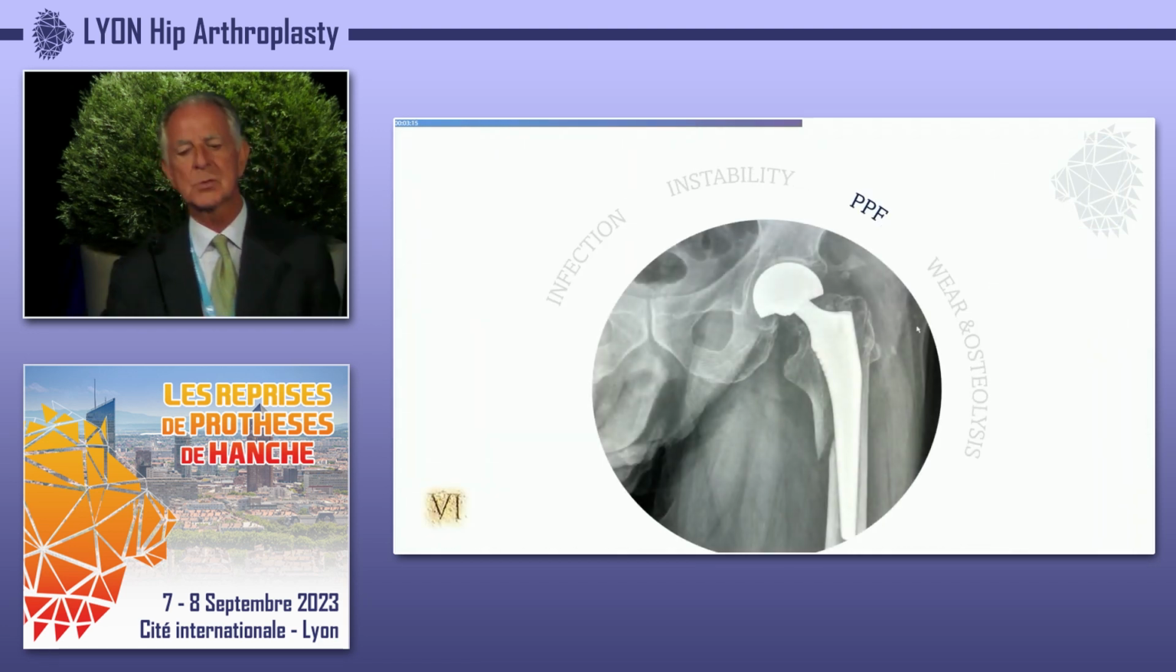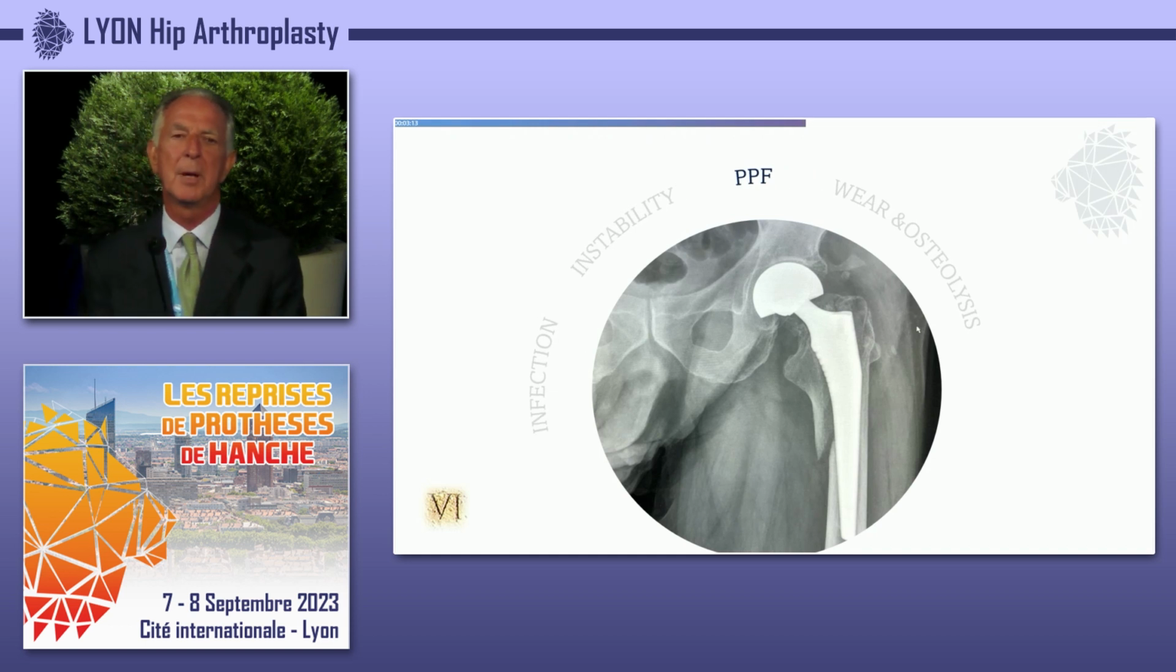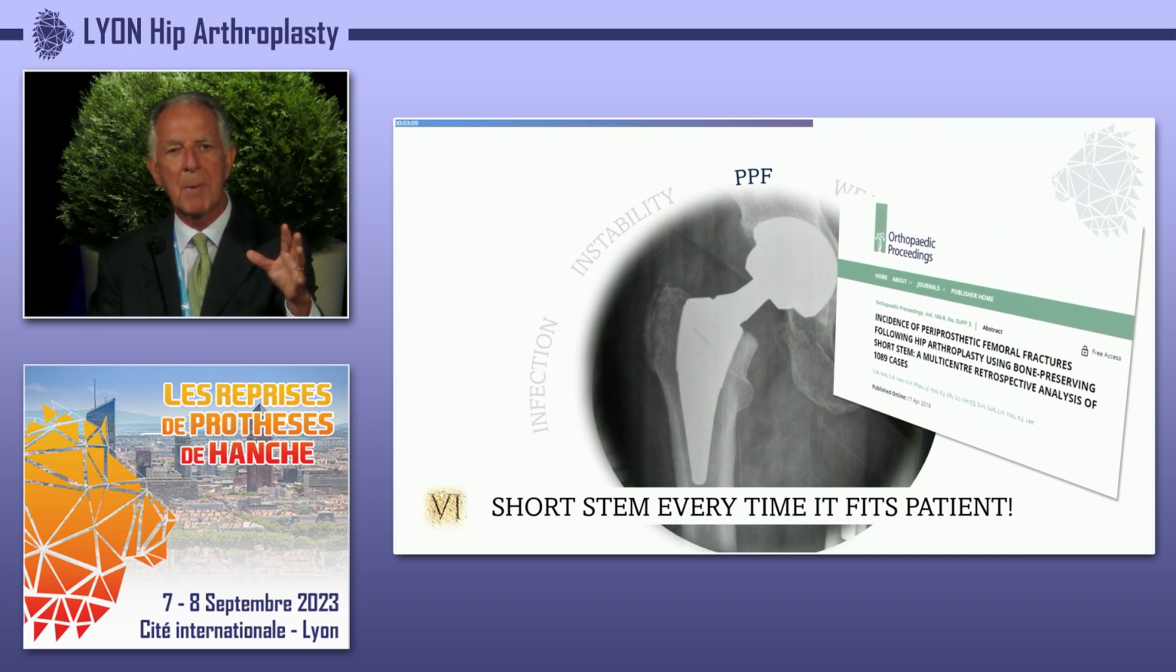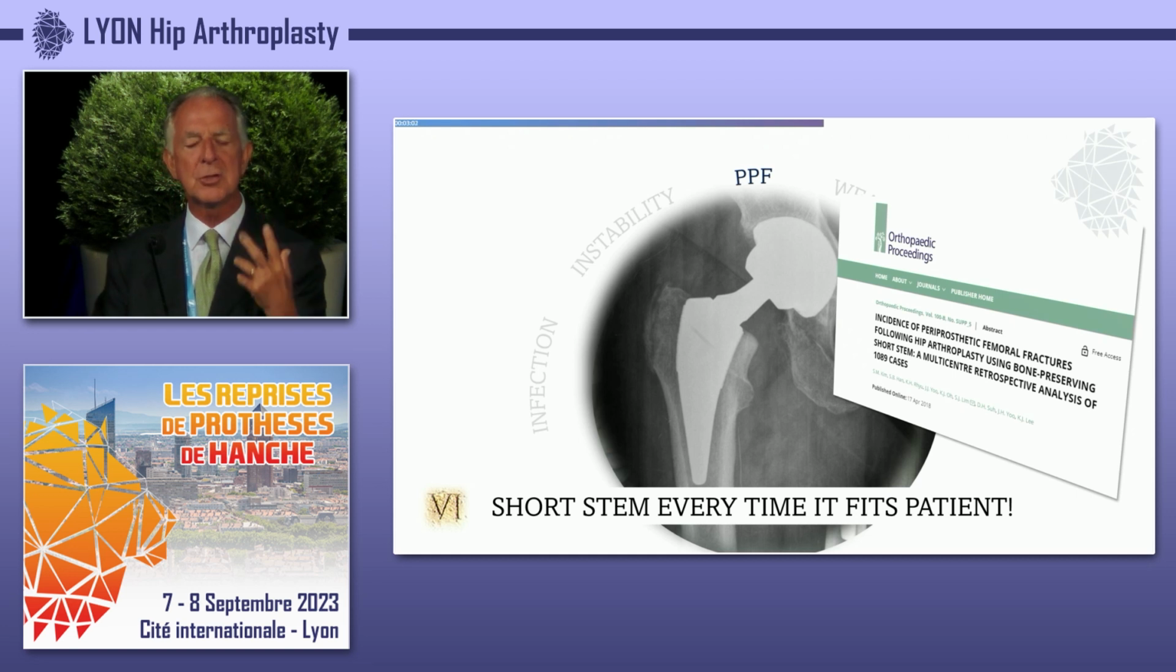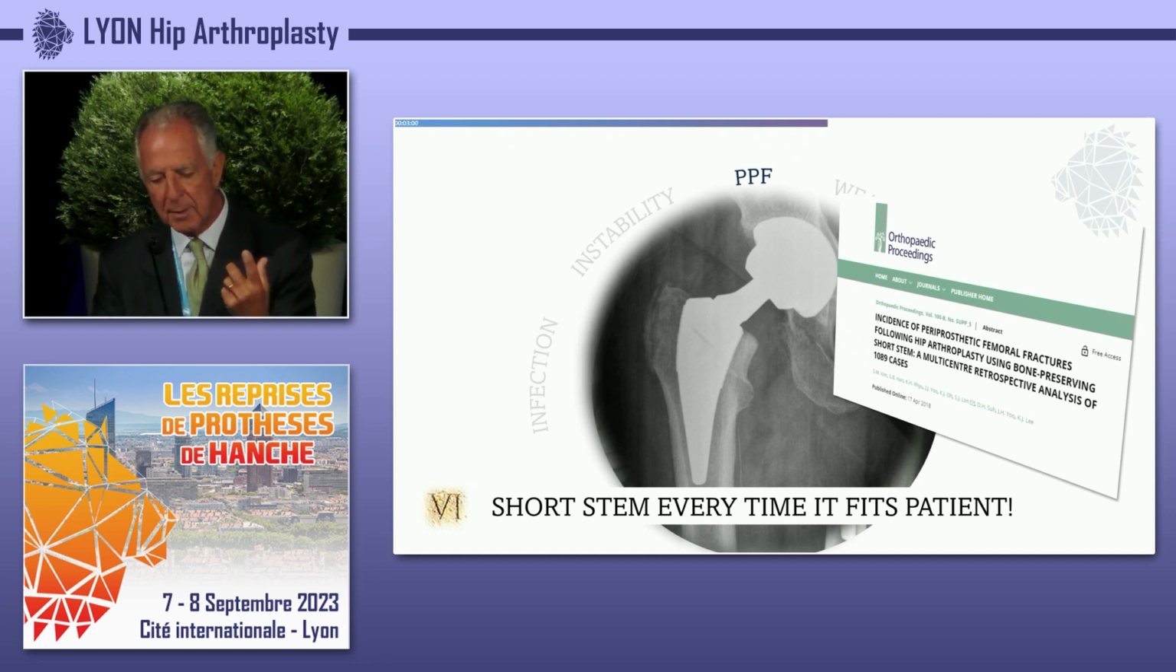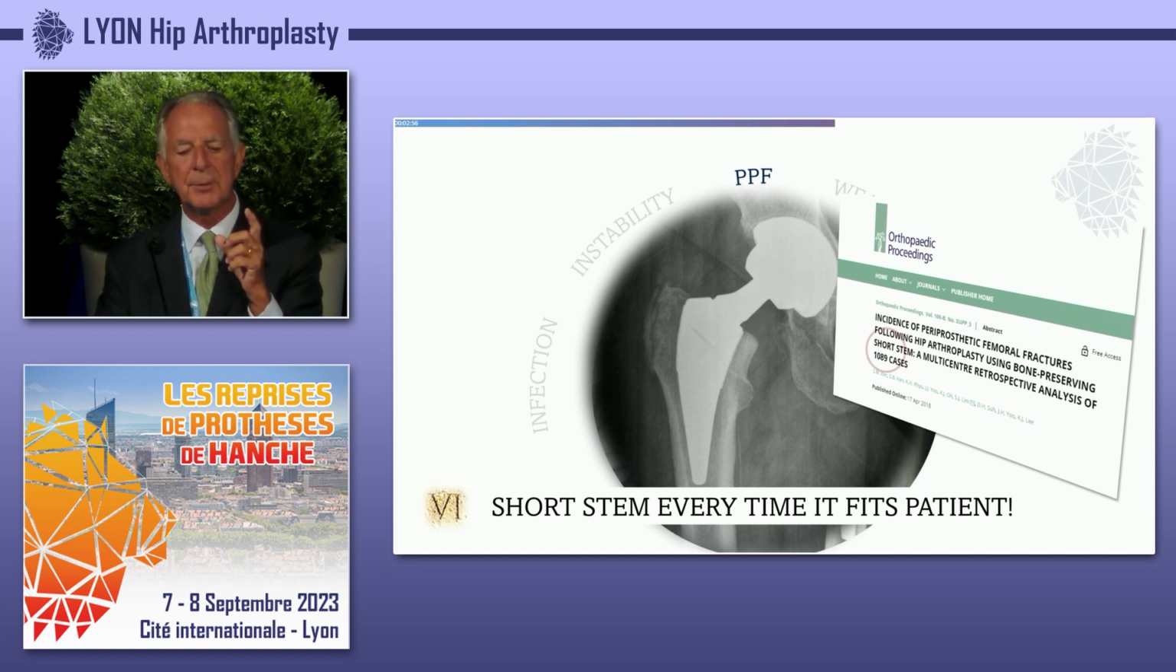My sixth recommendation is around periprosthetic fracture. Why is this? Because my personal choice is always, when it fits the patient, to go for short stems, because it has been shown in the literature, in a high number of cohorts and with a large number of patients, that the percentage of fracture with these stems is very low.